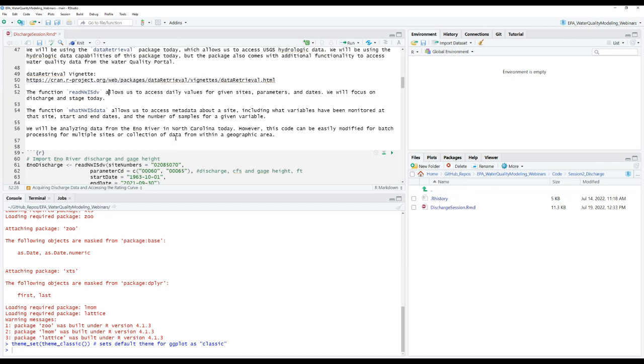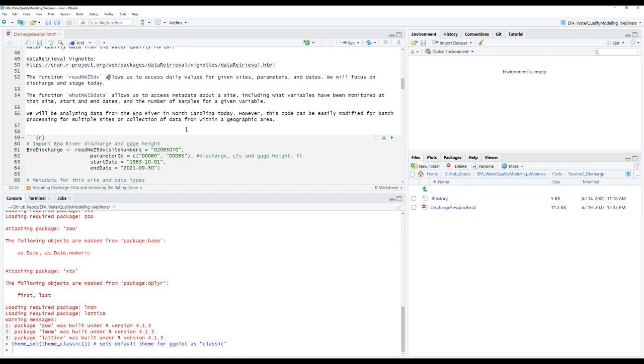This code can be easily modified for batch processing if you want to gather information for multiple gauges or for gathering data from a different geographic area. So although we'll be looking at an example from North Carolina today, this code is really easily modified for other purposes as well.